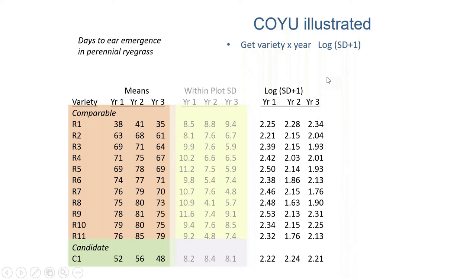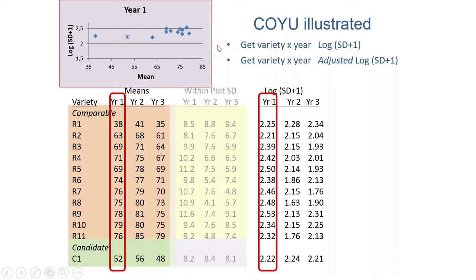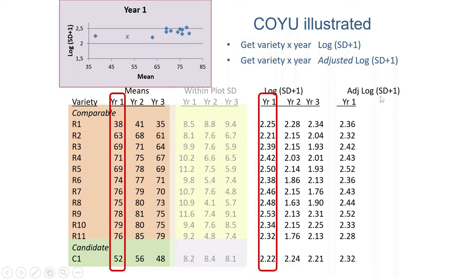The next thing we do is we adjust these log standard deviations for any possible relationship between the variability, the standard deviation, and the mean. And we do that by effectively, so we take our data and we effectively graph it. And we fit a moving average is one method, or as we're looking at in the UK, we use a spline to fit a relationship between the standard deviation and the mean. And that allows us to adjust the standard deviation to take out the effect of any relationship.